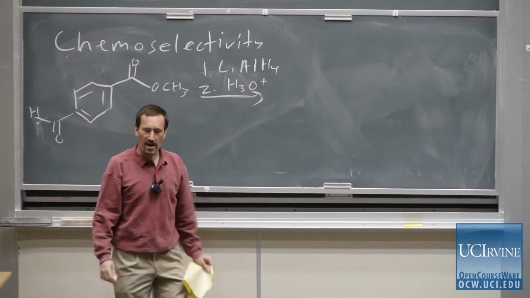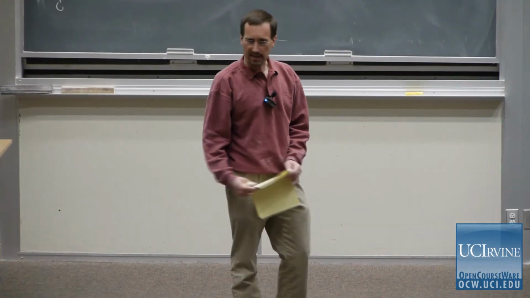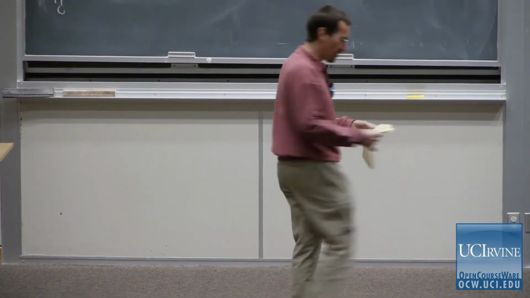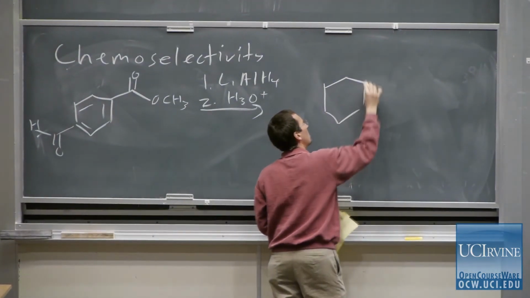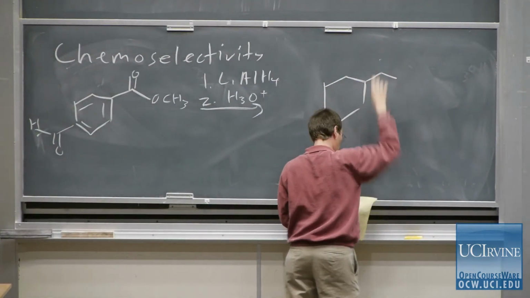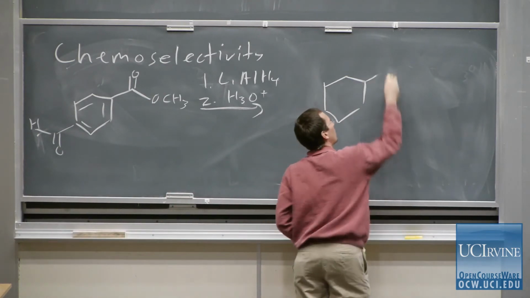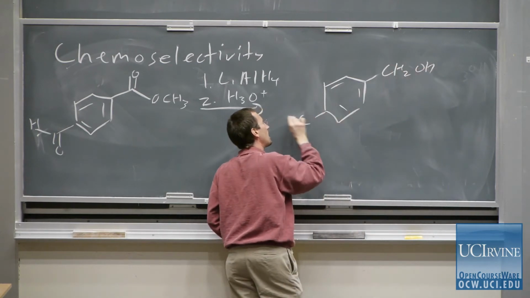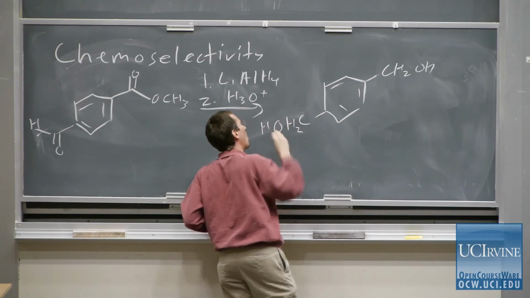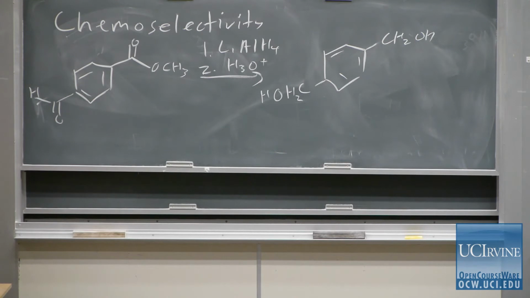lithium aluminum hydride just blasts down all of the members of the carboxylic acid family. It reduces all of them. It's a super powerful source of hydride nucleophile. And so our ester group gets reduced, and I'll just write it as CH2OH to tell us that we have the alcohol, and our aldehyde gets reduced to the alcohol. In other words, this reaction is not chemoselective. It doesn't hit just one group.